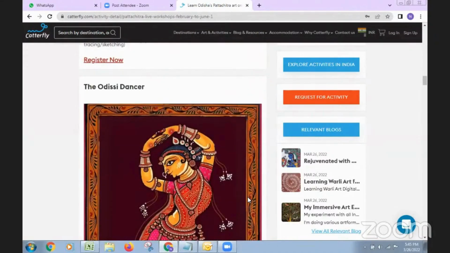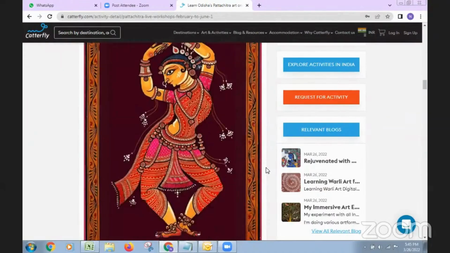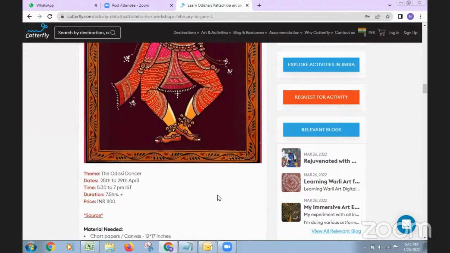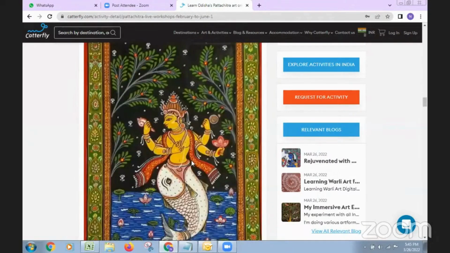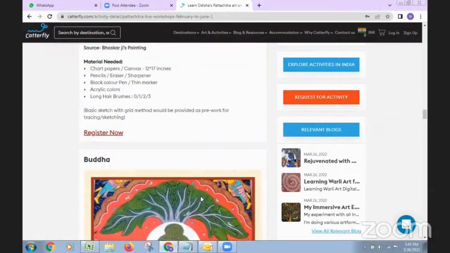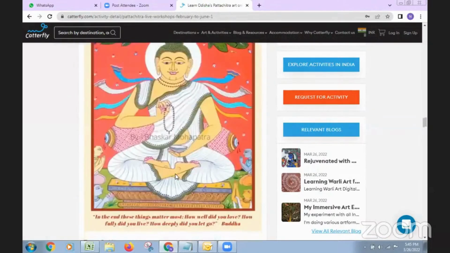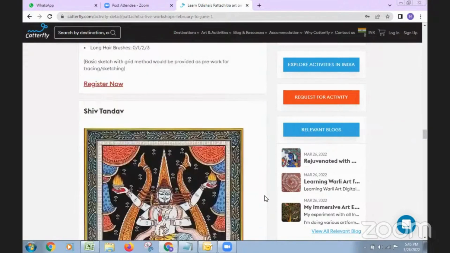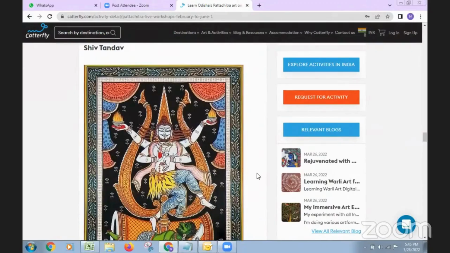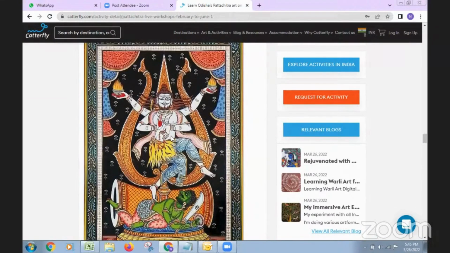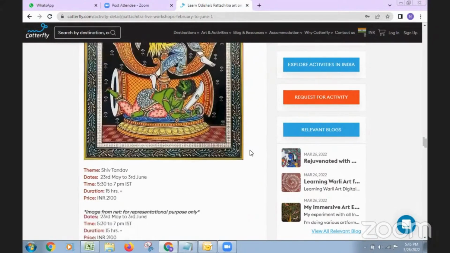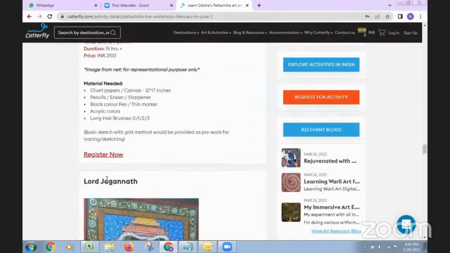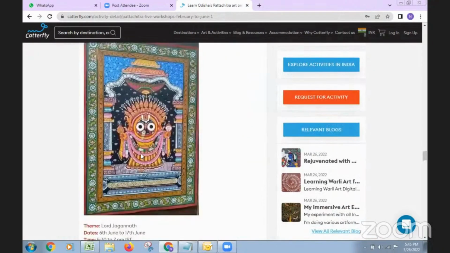After this, we have this Odissi dancer. It's a short workshop of 1 week, starting from 25th April and going up to 29th April. Then we have this Matsya Avatar, again a 1-week workshop. Then we have this Buddha, again Bhaskar ji's own painting, which he will take up and teach us how to do. Then we have the Shiv Tandav. If you can see, it's a beautiful image. This is a representational image, but Bhaskar ji will create his own with his own interpretation. Then we have this Lord Jagannatha, which is Bhaskar ji's painting. He will be teaching us.